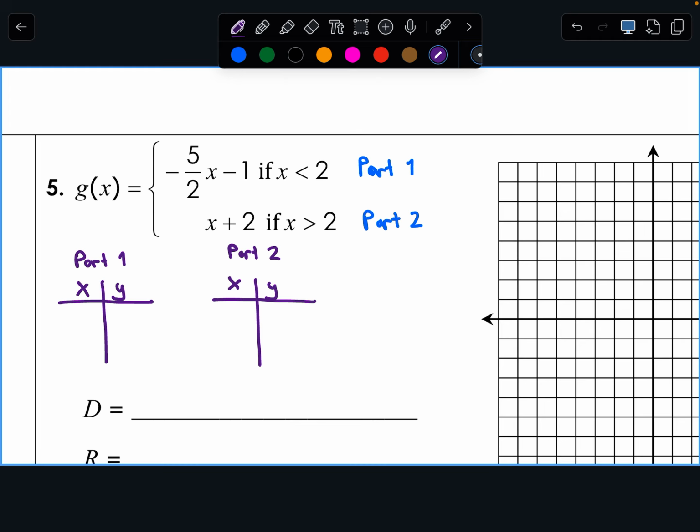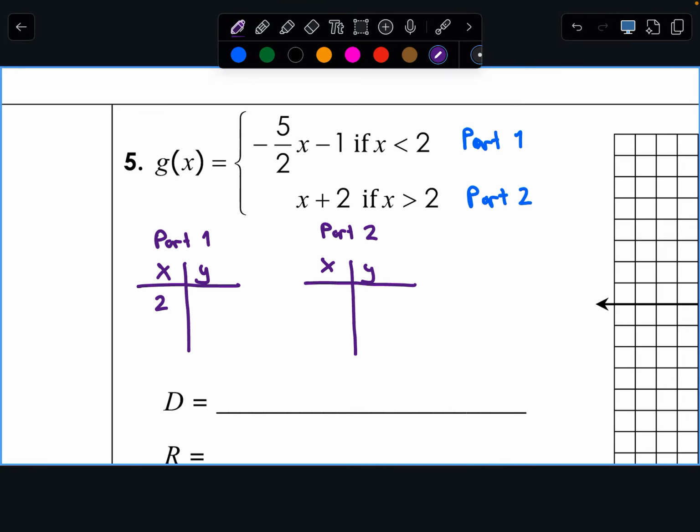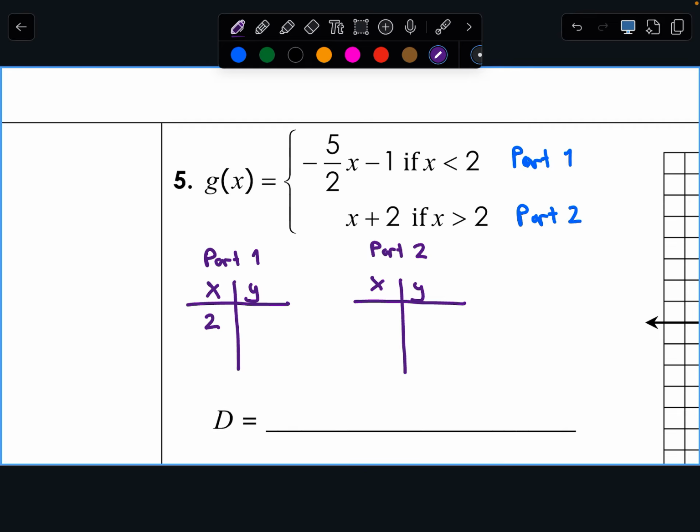With part 1, it says x is what? Can anybody tell me? Less than 2, right? So we're going to put that 2 on our x coordinate. As I also mentioned before, we need at least 2 other numbers that fit this statement. So we can do 1 and 0, because it says x is less than 2. I need 2 numbers less than 2, which are, like he said, 1 and 0.